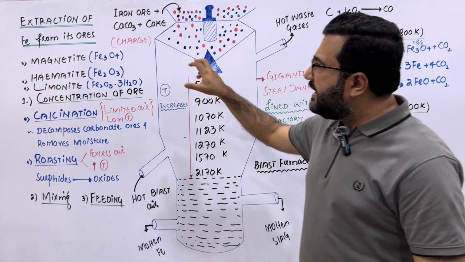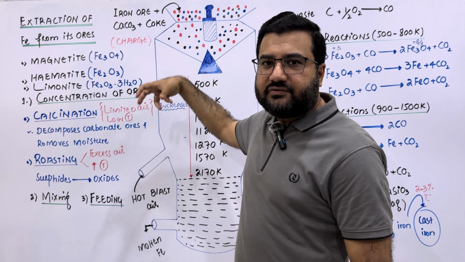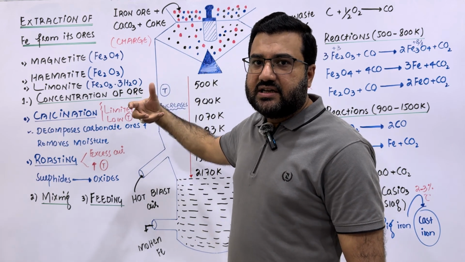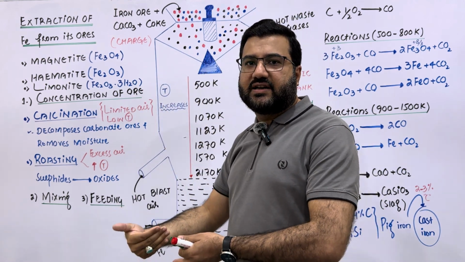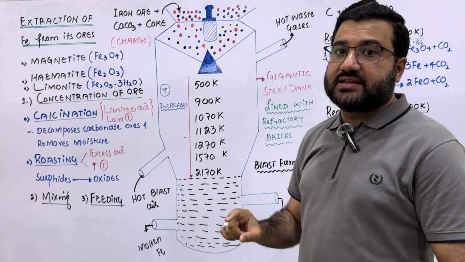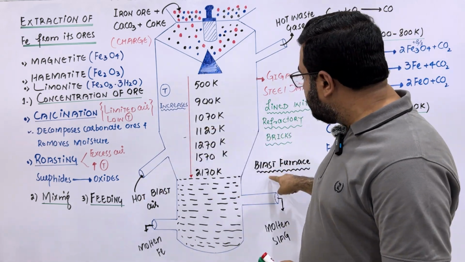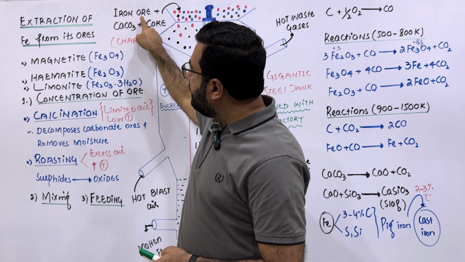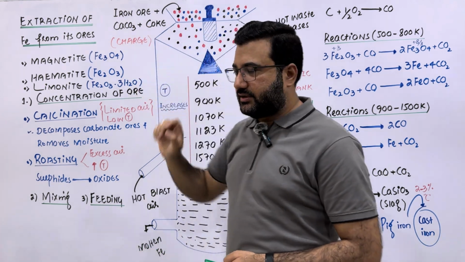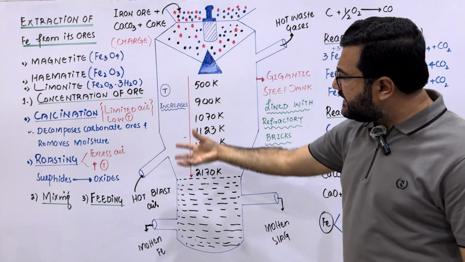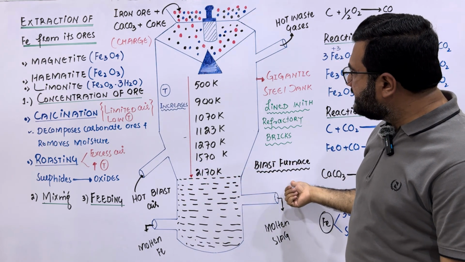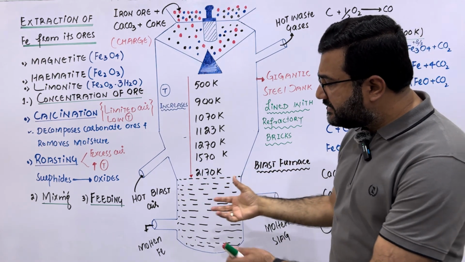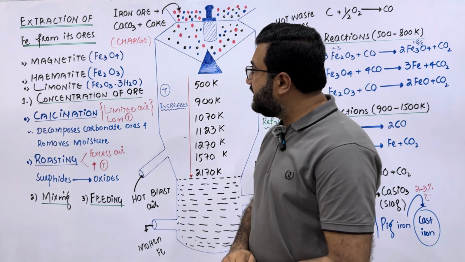My dear students, anything which is introduced into the furnace is called its charge. So anything which is fed into the furnace is called its charge. And in this topic, the charge of this blast furnace is the mixture of the concentrated iron ore, calcium carbonate and coke. This one is a schematic diagram of the blast furnace. It is called a blast furnace because a hot blast of air is used in this furnace.